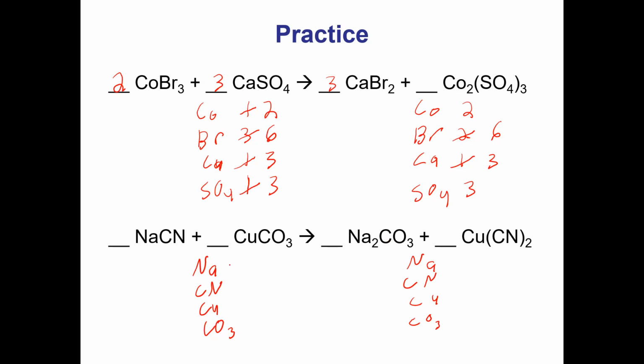So if I go through and count this up, I have 1 sodium, 1 cyanide, 1 copper, and I have 1 carbonate ion. On this side, I have 2 sodiums, and I have 1 carbonate ion. I have 1 copper, and I have 2 cyanide. So the only thing that's not balanced is the sodium and the cyanide. So if I put a 2 here, that balances the sodium and the cyanide.